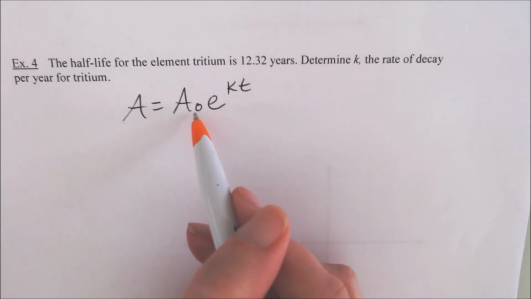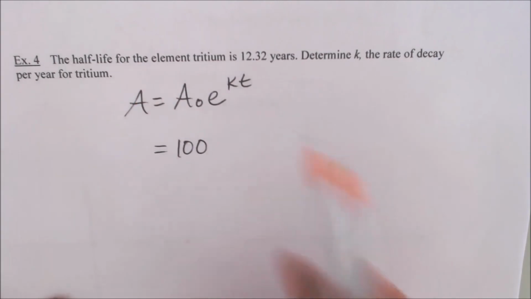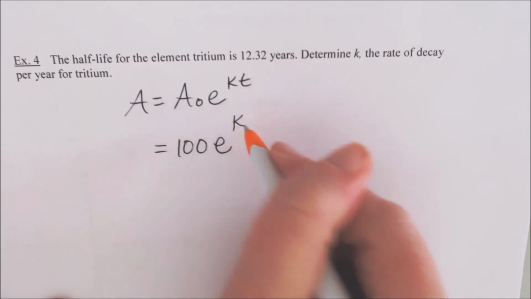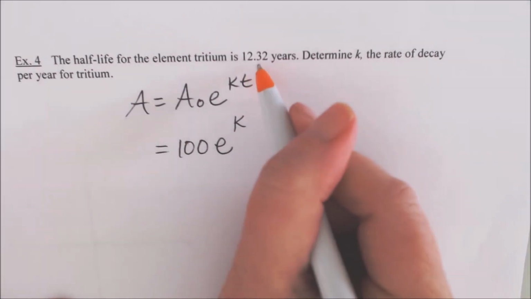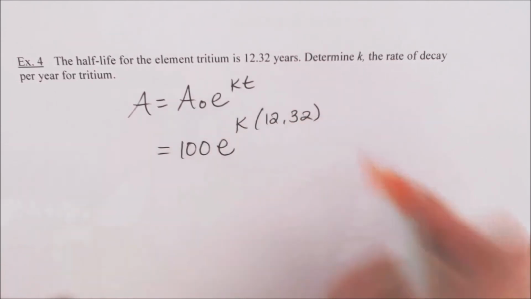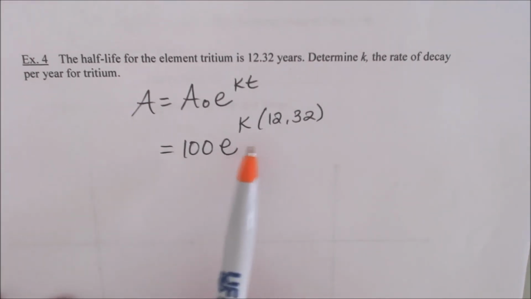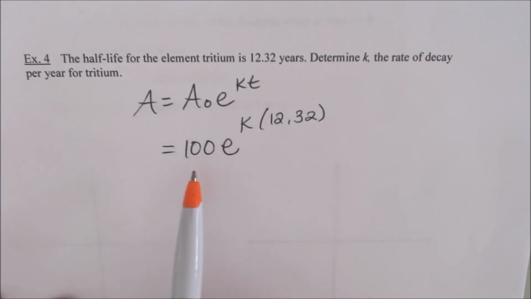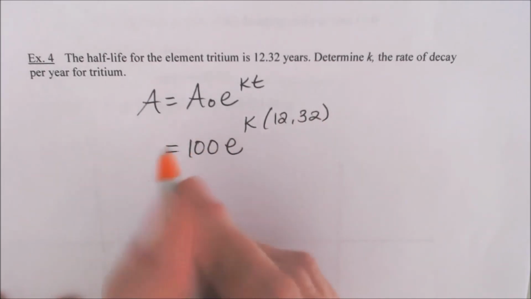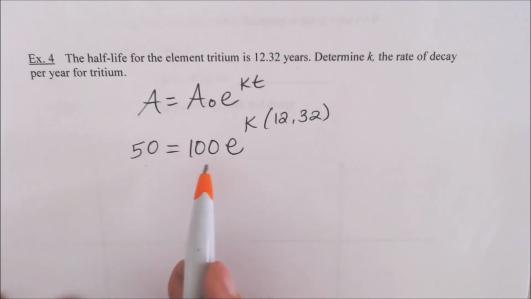So remember, A naught is your initial amount, and I'm going to pretend 100 is my initial amount. I have 100 grams of this substance, let's say. e, of course, is the constant e. K is what I'm solving for, but I know that after 12.32 years, that's your time, what is that 100 going to be cut down to? Well, this is the half-life, so it takes that many years for the 100 to be cut in half. So after 12.32 years, the amount of the substance would be 50, because 50 is half of 100. Like I said, it does not matter what you started with.